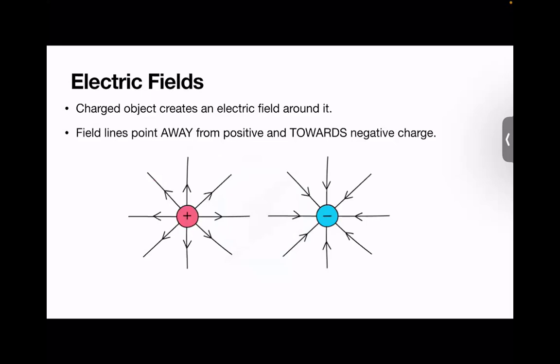Electric field. So basically, as I mentioned, any charged object creates an electric field around it. Remember this, you'll have to draw these electric fields in your exam as well. If it is positive, the direction will always be away from it, and if it's negative, it will be towards it. Okay, note it down and then we'll move on.